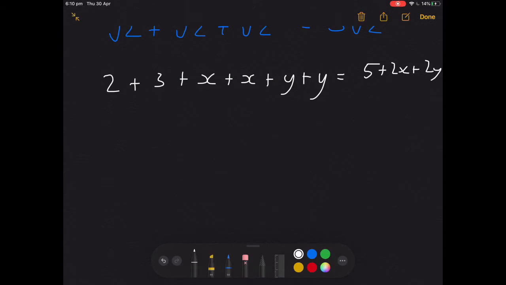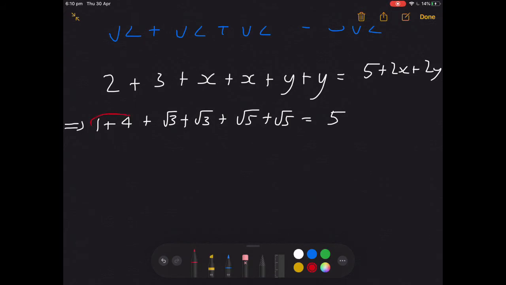The surd equivalent would be maybe something like this. Suppose we had 1 plus 4 plus root 3 plus root 3 plus root 5 plus root 5. That would become 5, which is those guys, plus 2 root 3, which is those guys, plus 2 root 5, which is those guys.